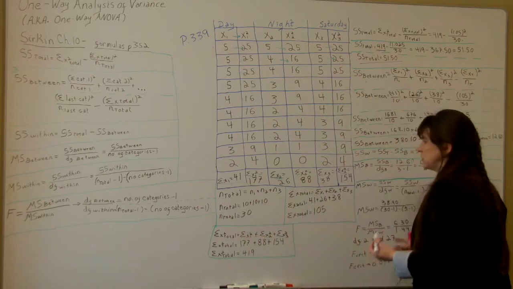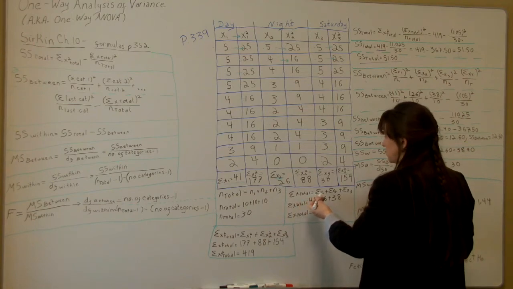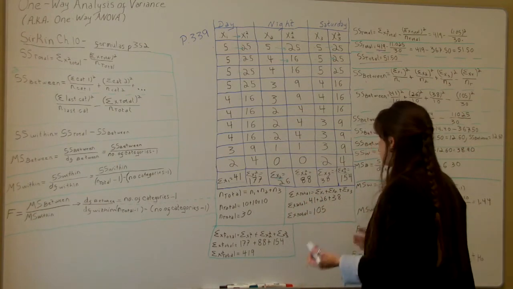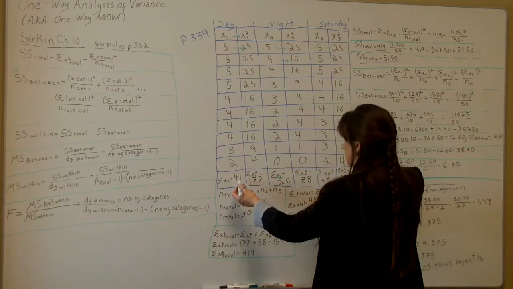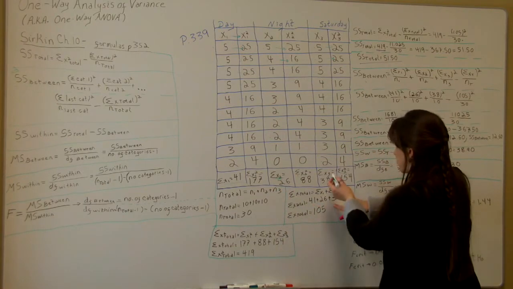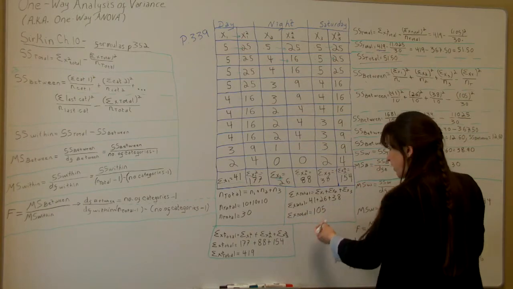The next thing we do is your summation x total. That's your regular x columns before you square them. That's all that is. Before we square them, the first set of data is 41. The second set of data is 26. So 41 plus 26 plus 38 equals 105. Summation x total equals 105.